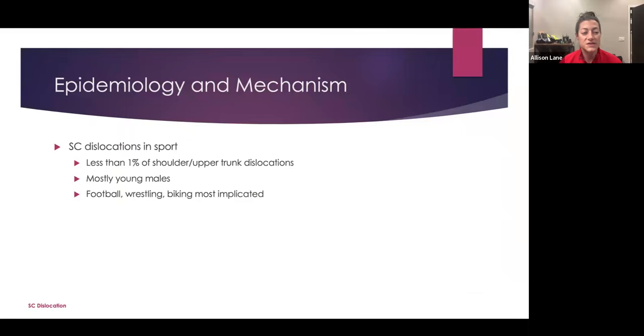So I'm going to talk a little bit specifically about SC dislocations in sport. It's less than 1% of shoulder or upper trunk dislocation, so pretty uncommon. And as most of the other ones, it's also mostly young males. Shocking. And then the most common sports we're going to see it are in some contact sports, and then football, wrestling, and biking.